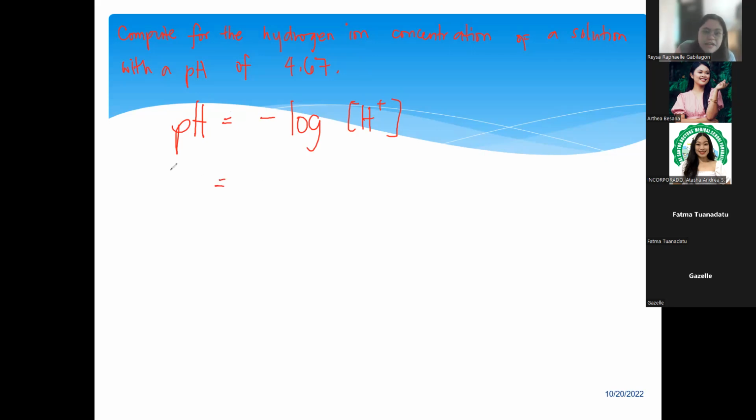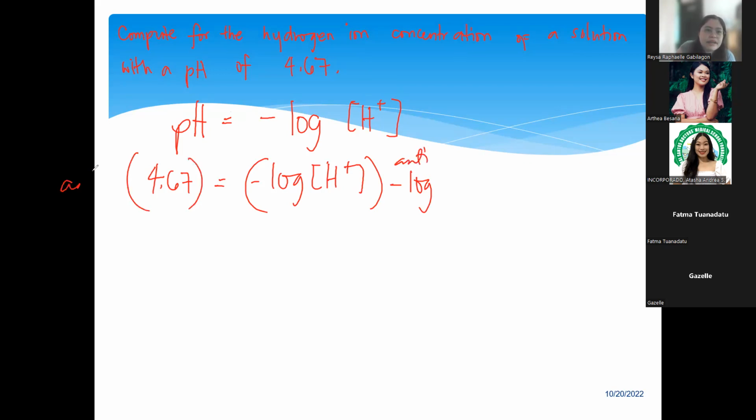So we have here pH is 4.67, and then we have negative log on the other side. Let's get rid of this negative log. We'll do the anti-log here also. Do not forget to carry the negative over. So cancel the negative log on the other side. What is left is hydrogen ion concentration.